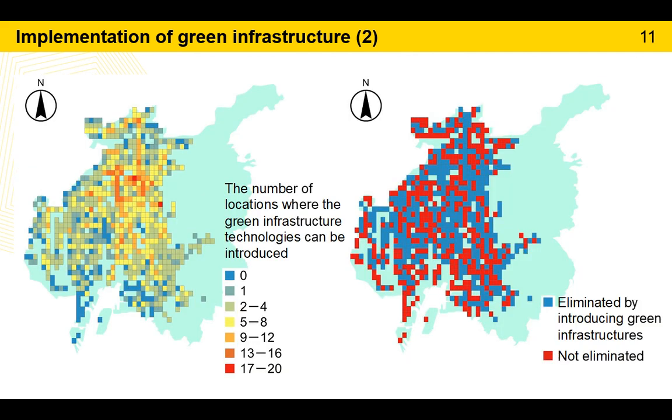So this is the result. The left figure shows the number of locations where the green infrastructure technology can be introduced. These are the numbers. The right figure shows the implementation result. The blue colored areas were removed from the flooding areas by introducing the green infrastructure technologies, rain gardens and infiltration trenches.